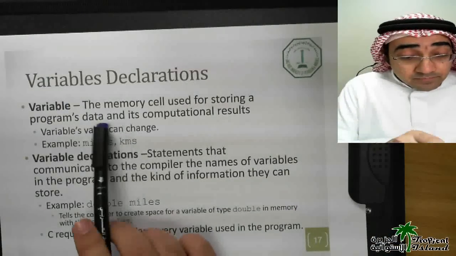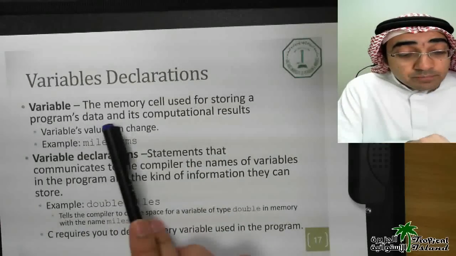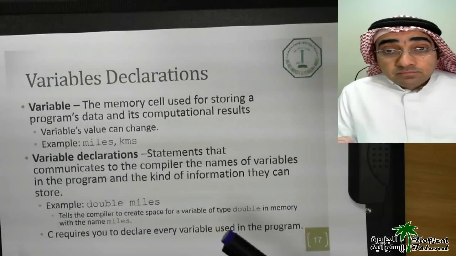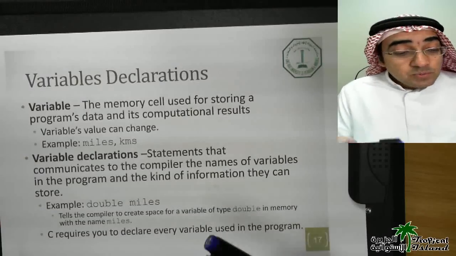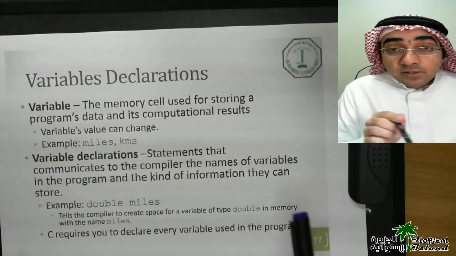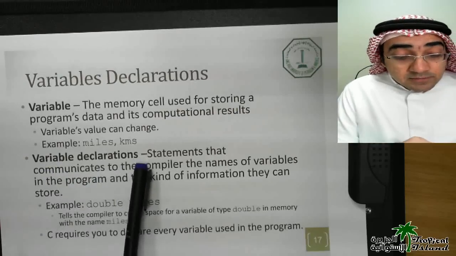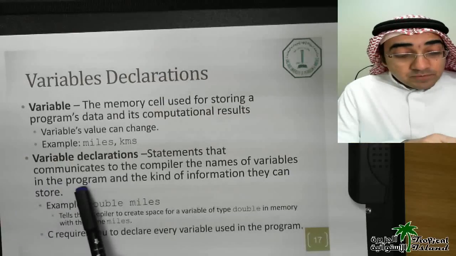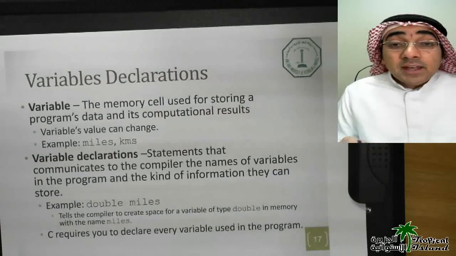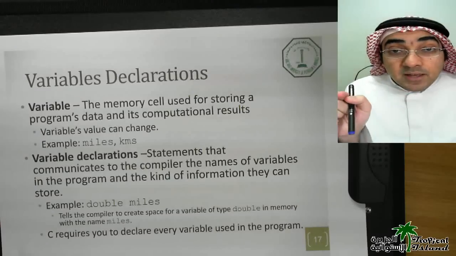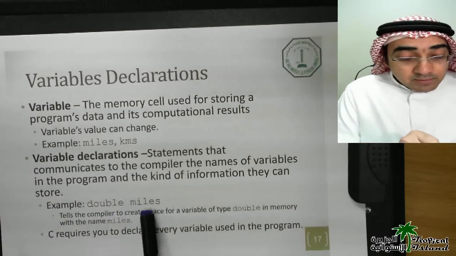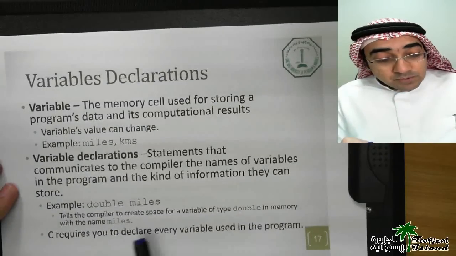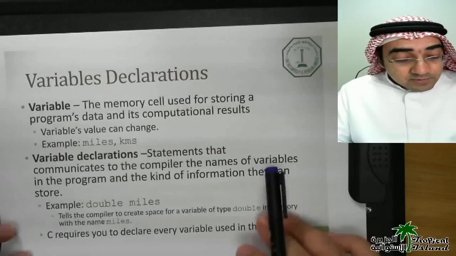Now the variables, they are the memory cells used for storing program data and computation results. Okay, a variable's value can change. That's why we call them variables. Examples are miles and kilometers in the previous example. Variable declaration is a statement where you communicate to the compiler the names of the variables and the kind of information, and the compiler goes and allocates memory for them. Example: double miles tells the compiler to create a space for a variable of type double in the memory with the name miles, as we did in the last slide.